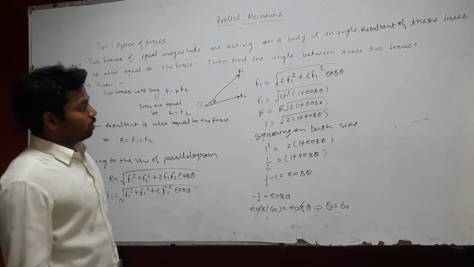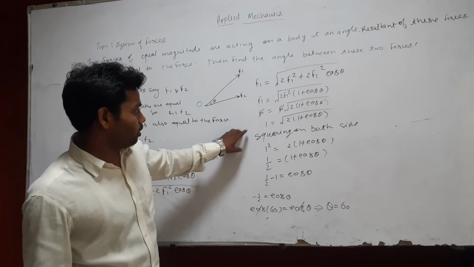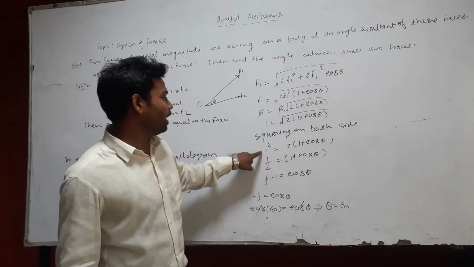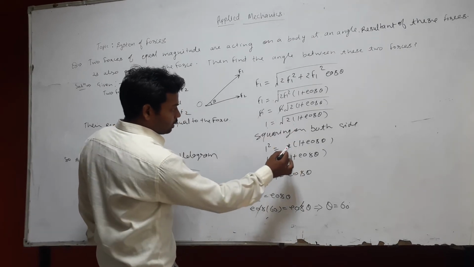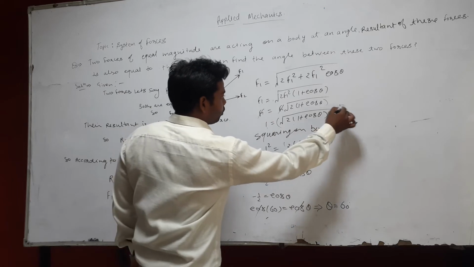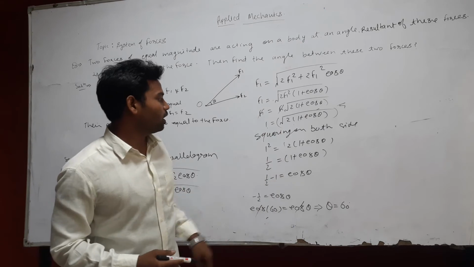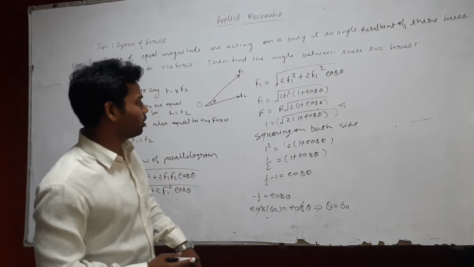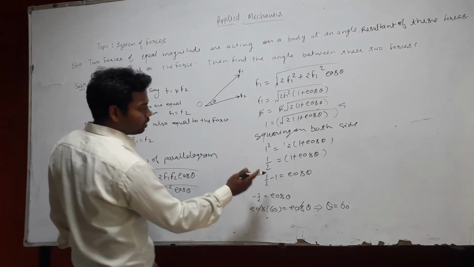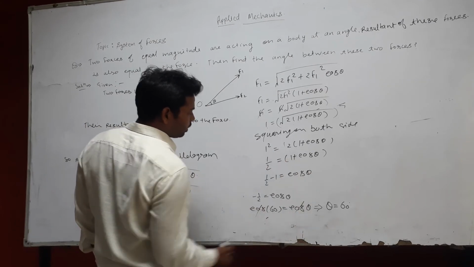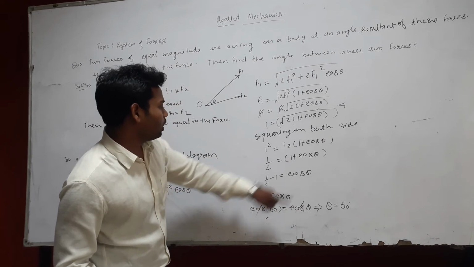To solve this we have to square both sides. After squaring, the root is removed from the whole term, and squaring 1 gives the same value 1. So the 2 comes to the other side in the denominator: 1 by 2 equals 1 plus cos theta. Now the 1 comes to this side, so 1 by 2 minus 1 equals cos theta.